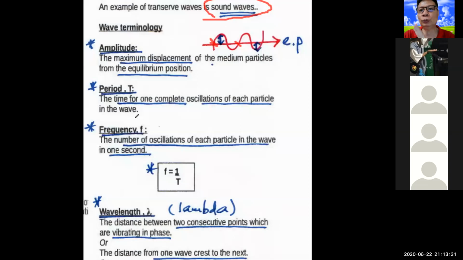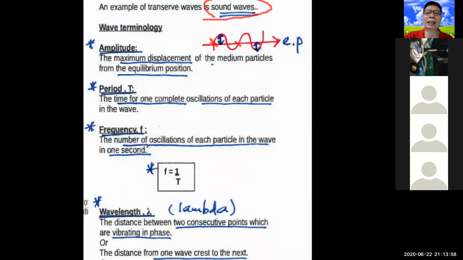If frequency is 2 hertz, it means in 1 second can make 2. 1, 2. This is called frequency 2 hertz, because in 1 second can make 2 complete oscillations. So we call it frequency is 2 hertz. The number of oscillations in 1 second. Understand? Frequency.